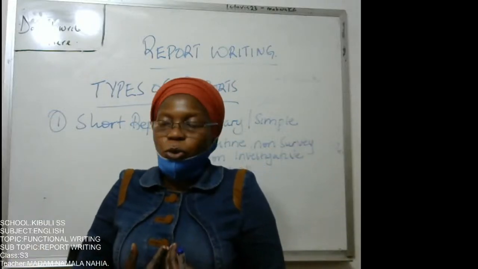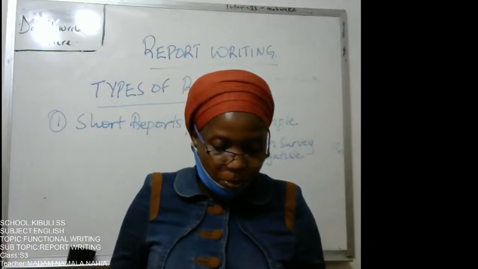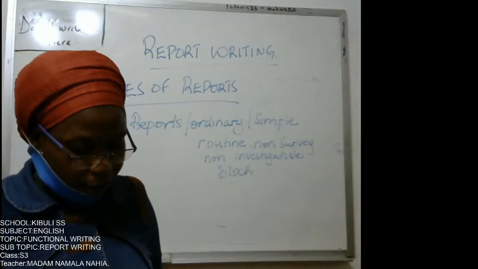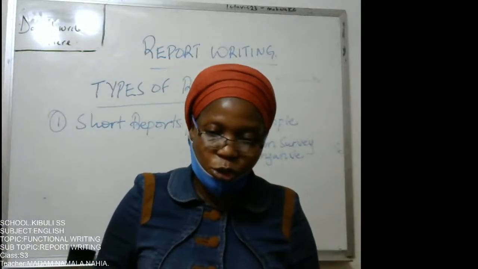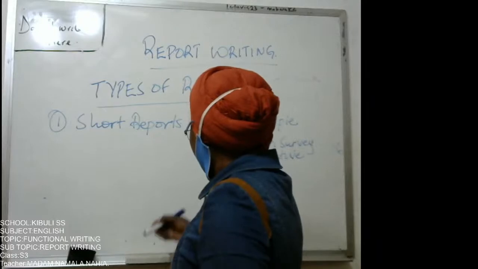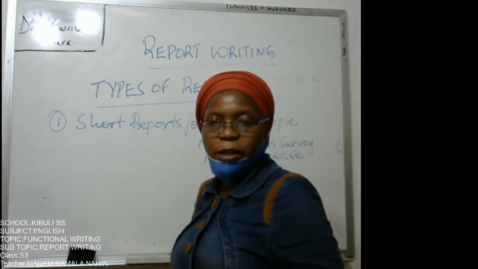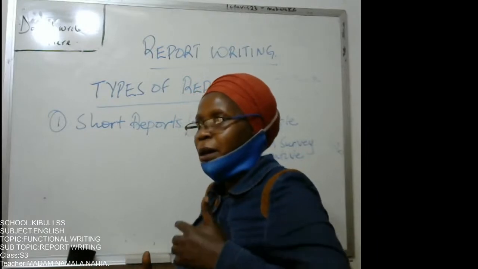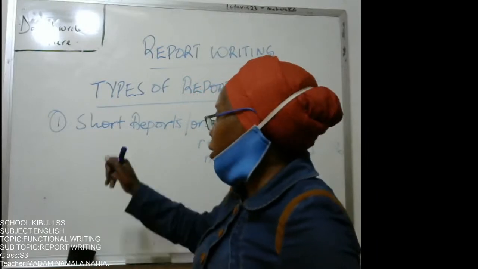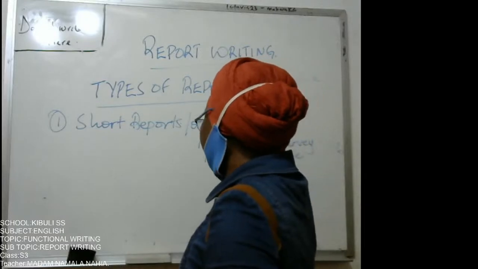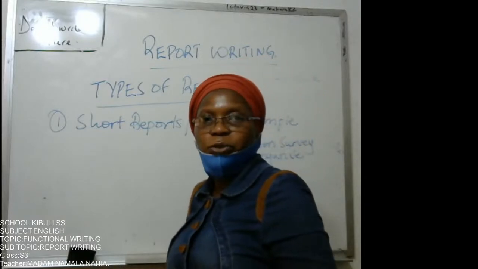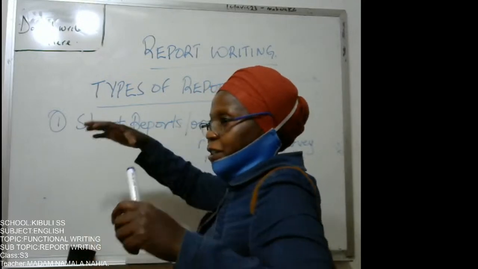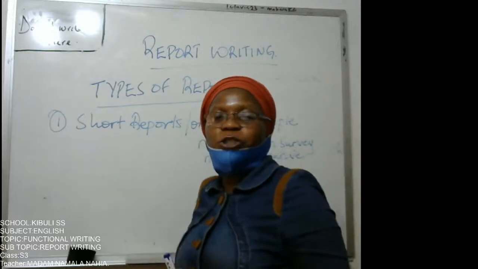Now, we who did not go, we get a picture of what transpired there by looking at the particular report that is presented. So, a short report is a routine report. I think when I explain routine, you understand what it means here and when to employ this kind of report. We say it is simple. When we look at the structure, you realize that it is a very simple structure. Then it is ordinary. It doesn't have other things attached to it.